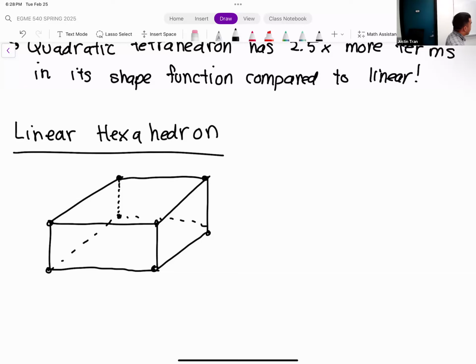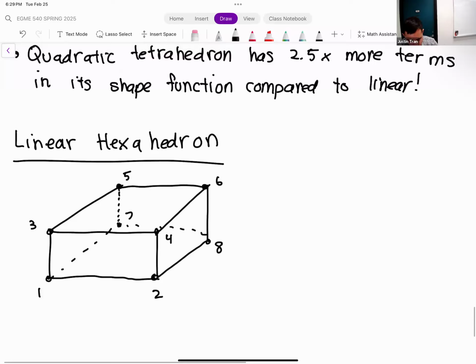The thing with 3D elements is that you do have to draw the node in the back, and sometimes it can be hard to draw. So let's count these, to make sure I can do the box correctly. Right, so we have all 8 nodes here, and that means our shape function is going to have 8 terms associated with it.